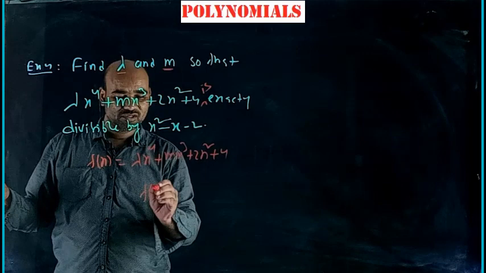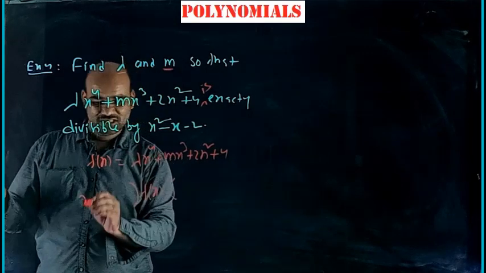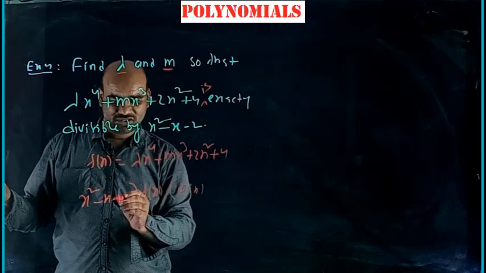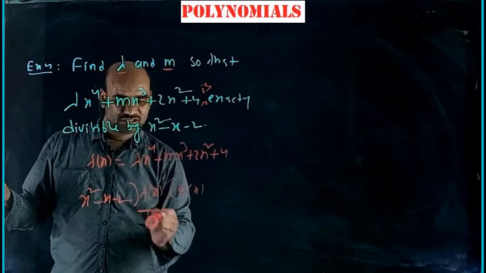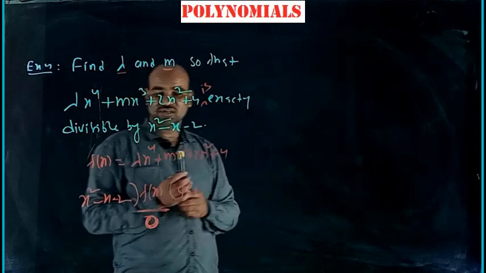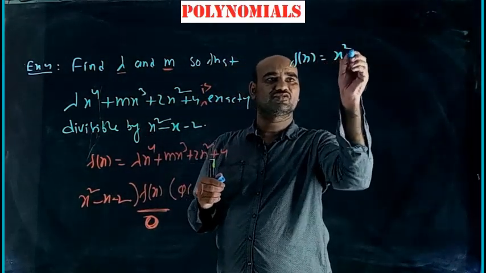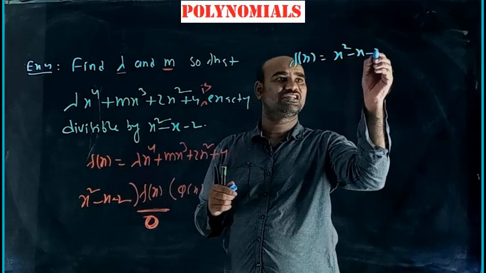Now what is the problem? F of x is divided by x square minus x minus 2. Some quotient we will get. So according to the problem, the remainder is 0. So remainder is 0 means what is the meaning of this? F of x equals x square minus x minus 2 into q of x.